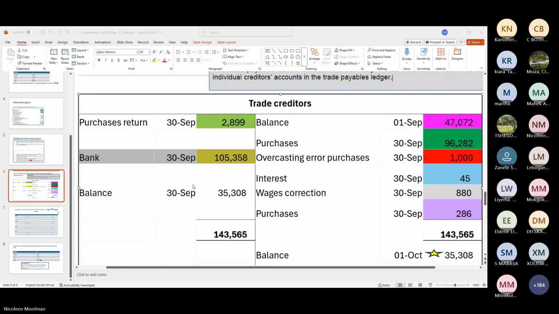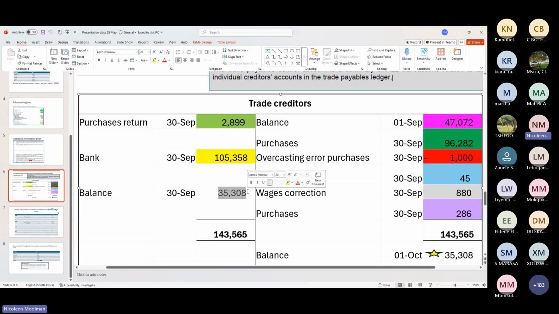No, the 35308 is not a balancing figure. How you get to that number is you add 47072 plus 96282 less 1,000 plus 45 plus 880 plus 286, and you deduct 2899 1, and you deduct 105358, and that gives you your balance of 35308.